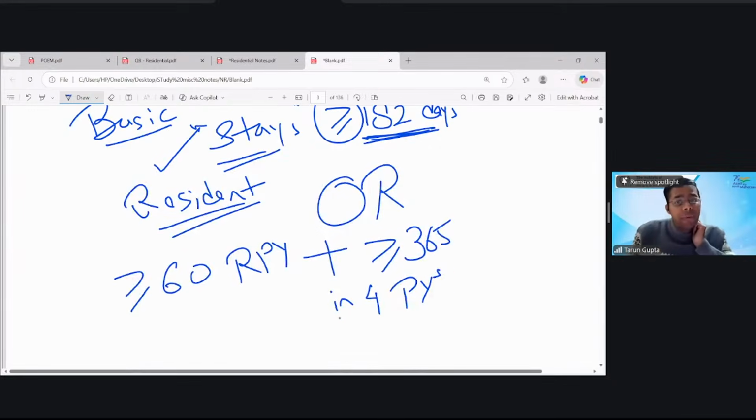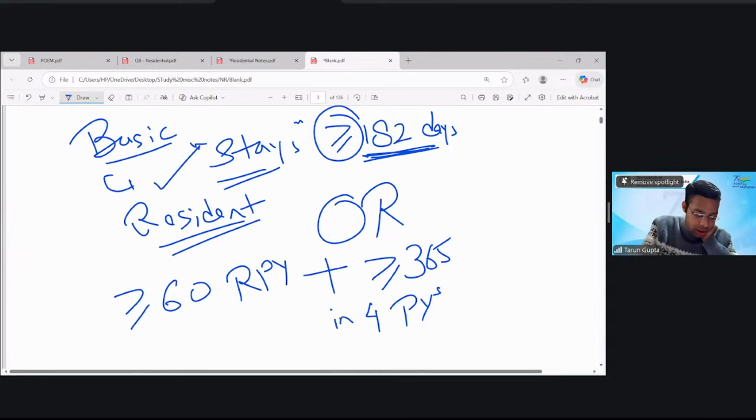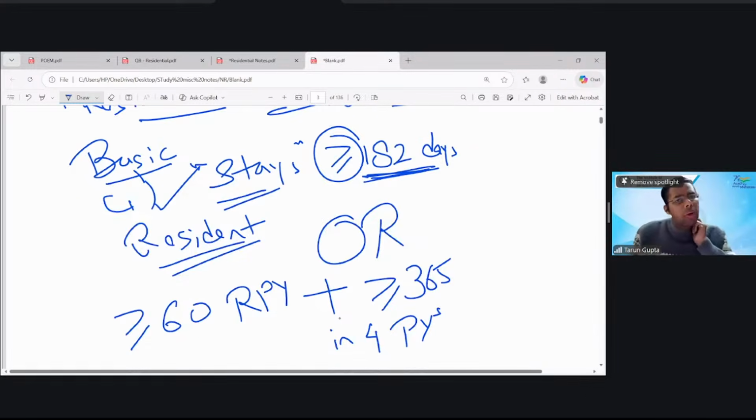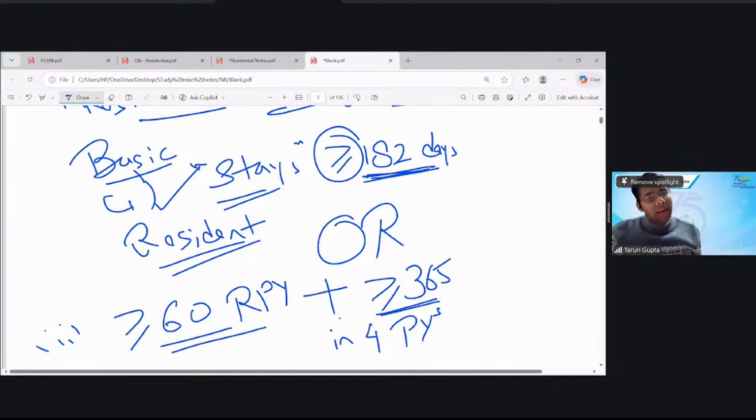So, if Mr. A satisfies condition 1, he was in India for 182 days or more, then he will qualify as resident in India. If he was in India for less than 182 days, but he satisfies condition 2, which is he was in India for 60 days or more, and in the last 4 years, he was in India for 365 days, then also he will qualify as a resident.